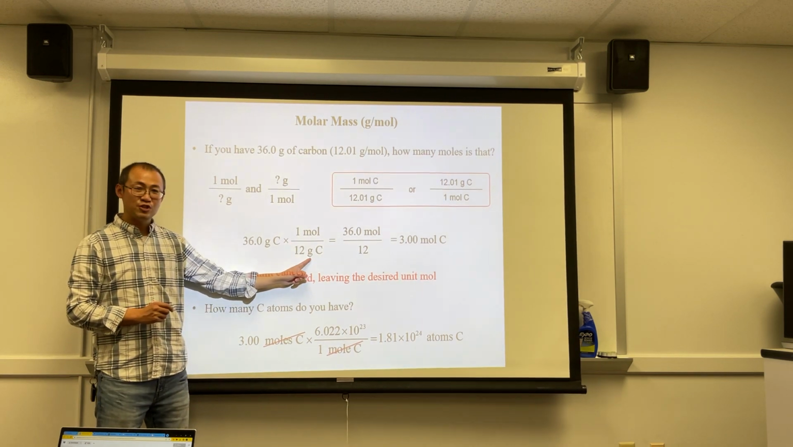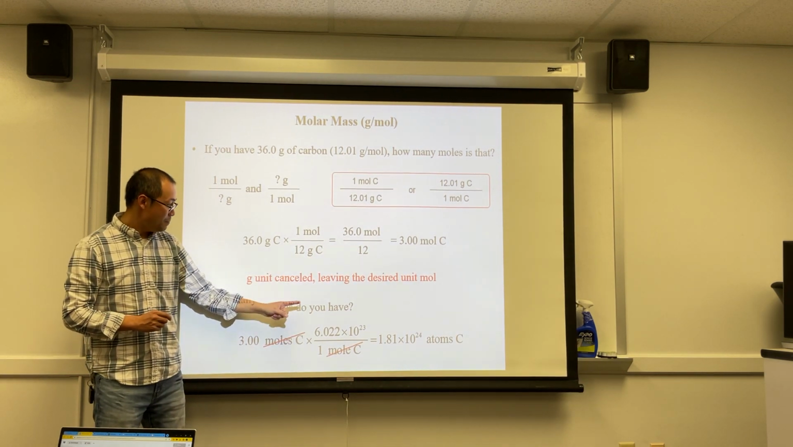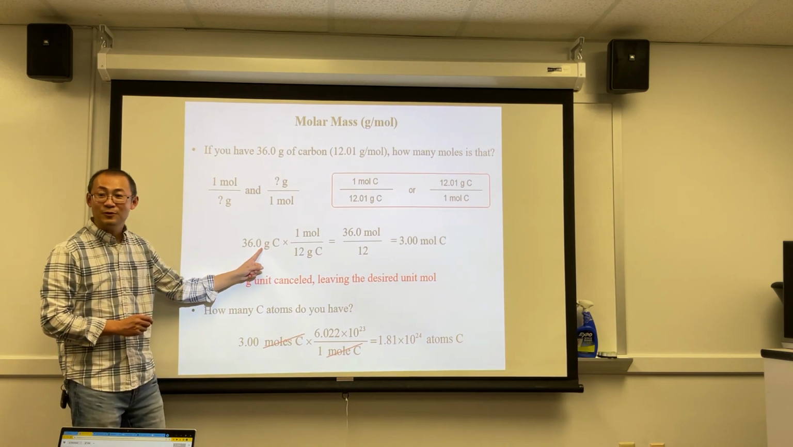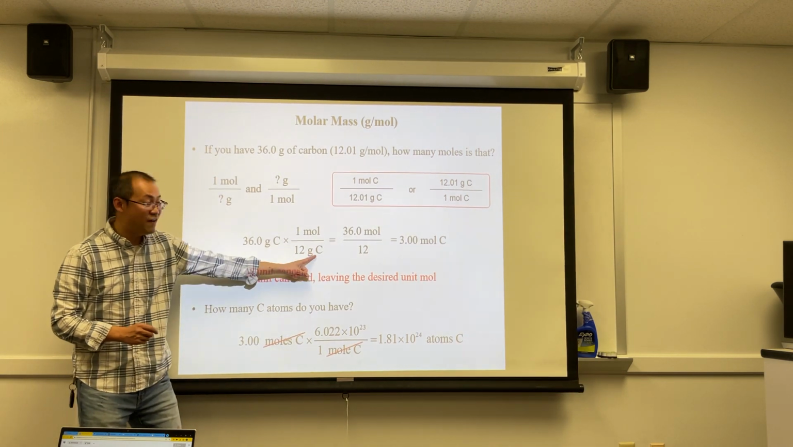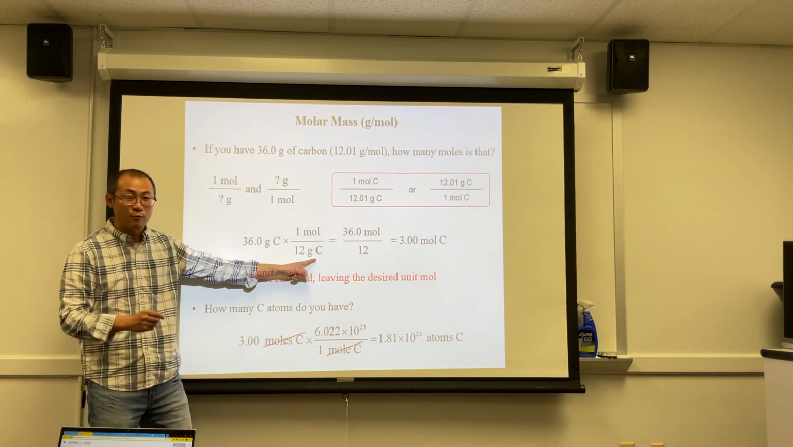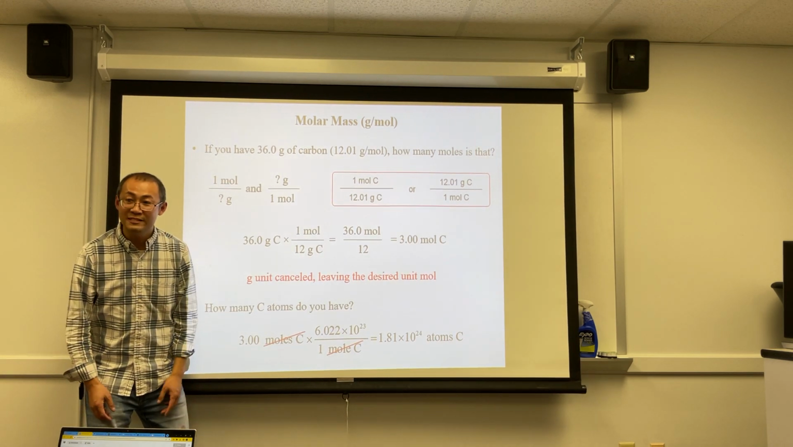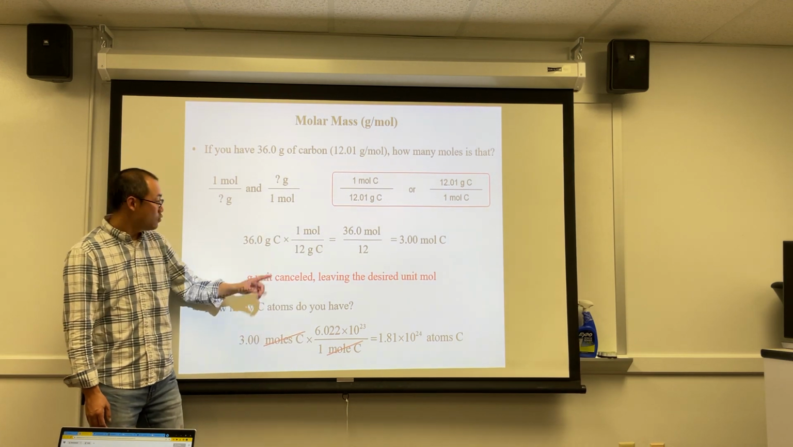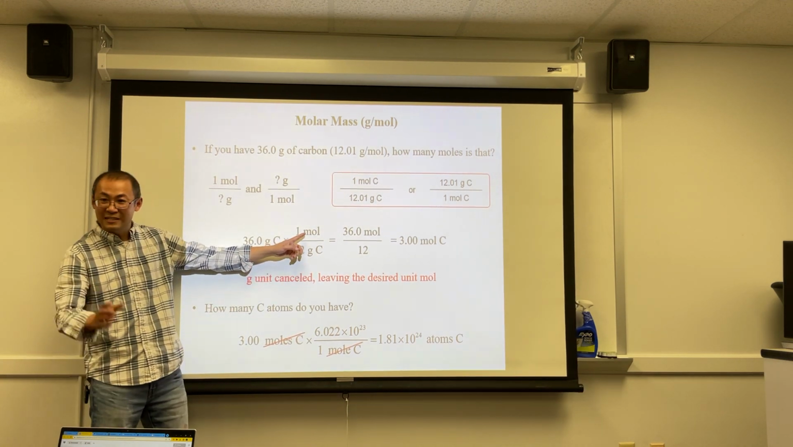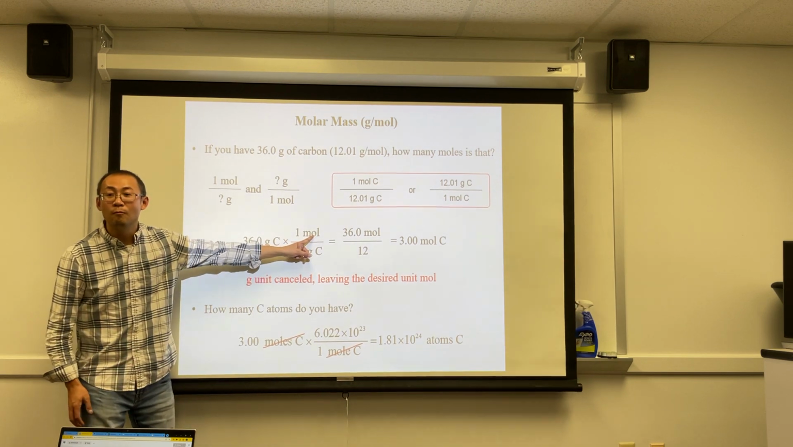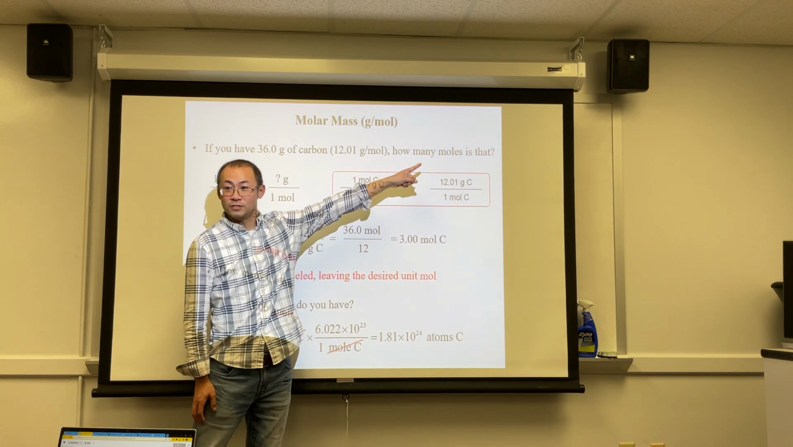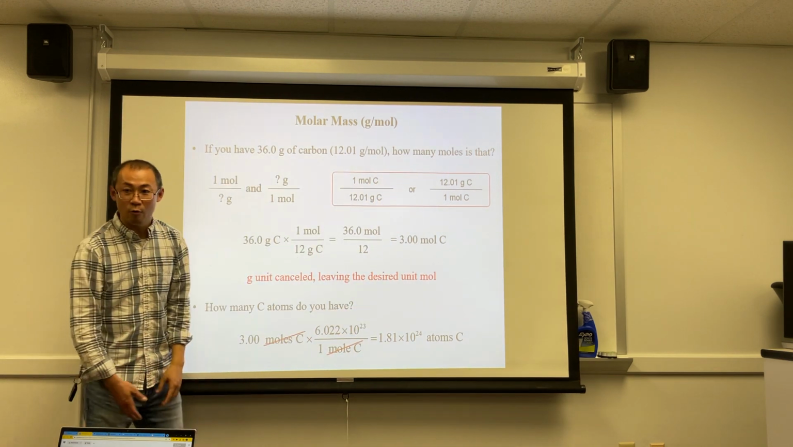Why do I choose the given unit at the bottom? Because grams and grams will cancel. You see that? If it's at the bottom, it means divide, right? So grams divided by grams is one. It means canceled. That's why we put grams at the bottom. So grams and grams cancel. What unit is left? Mole is left. We're asking for moles, is that right? So we achieved what we wanted.